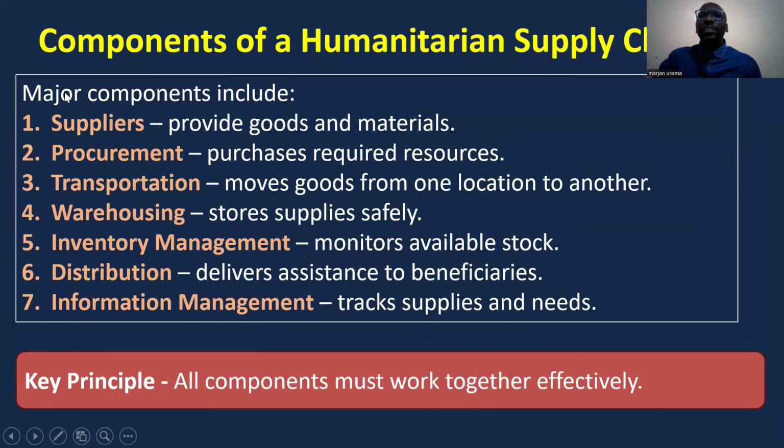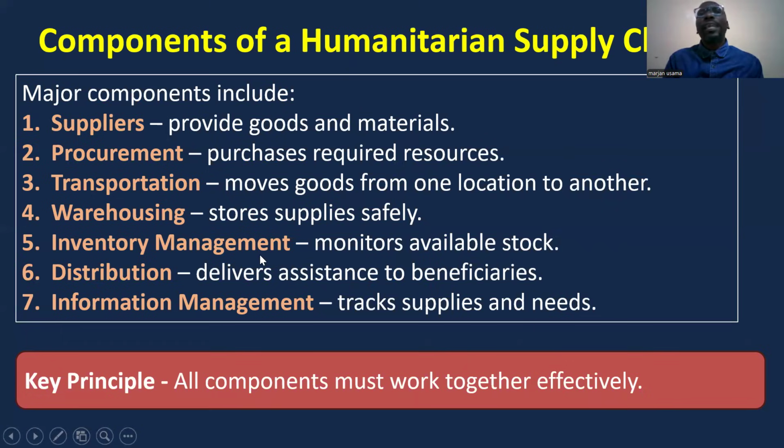Now, what are the components of the humanitarian supply chain? This supply chain, number one, consists of the suppliers, as we have seen. These are the people who provide the goods and materials. Then procurement. Procurement is now buying. The humanitarian organization or the government buys the required resources. Once they purchase, they need to transport, which involves movement of goods from one location to another. Then warehousing, we have seen it. We have to store the supplies in the warehouse.